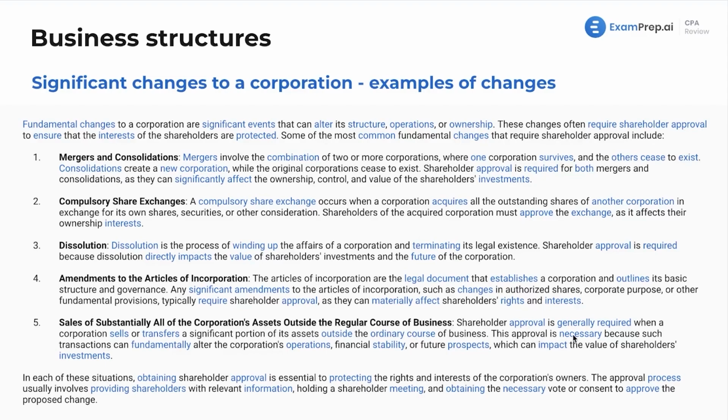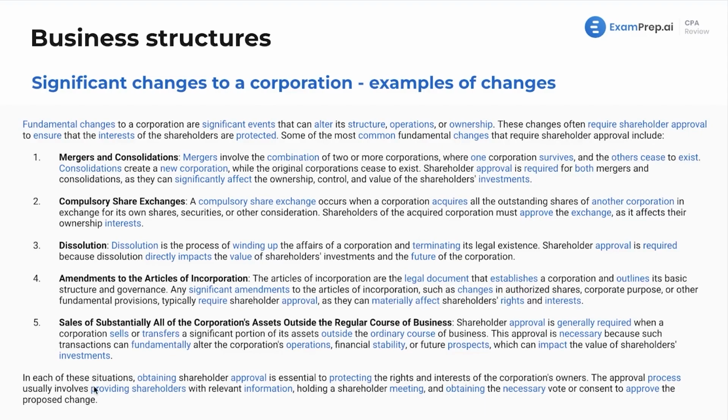Shareholder approval is generally required when a corporation sells or transfers a significant portion of assets outside the ordinary course of business. Someone buys Burger King and they want to sell off all of the ice cream machines, that would be significant as well. This approval is necessary because such transactions can fundamentally alter the company's operations, financial stability, or future prospects, which can impact the value of shareholders' investments. All right, maybe not the ice cream machines because they can still sell burgers and everything else. We're not going to get into the nitty-gritty and actually go through details or examples.